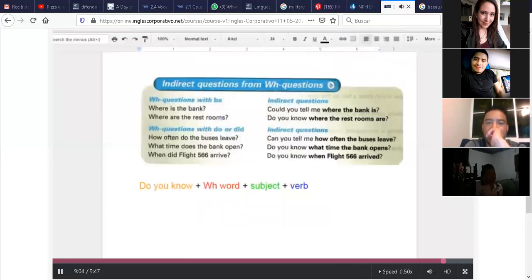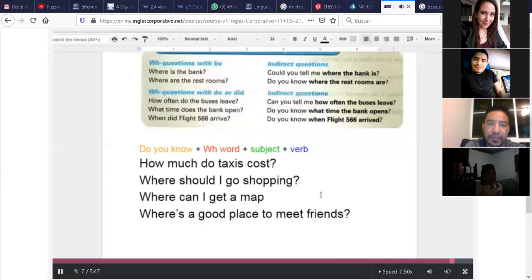The last thing that I would like for you to do now is to practice the concepts that we talked about. And so what I'm going to do is post some questions here. These are common questions that people ask whenever they visit another country, another city, a place you're not familiar with. For example, how much do taxes cost? And remember that our goal is to change these direct questions into indirect questions. And you're going to follow this formula that I gave you. So how much do taxes cost? Well, you're going to use do you know, or could you tell me, or can you tell me, and then follow this formula.